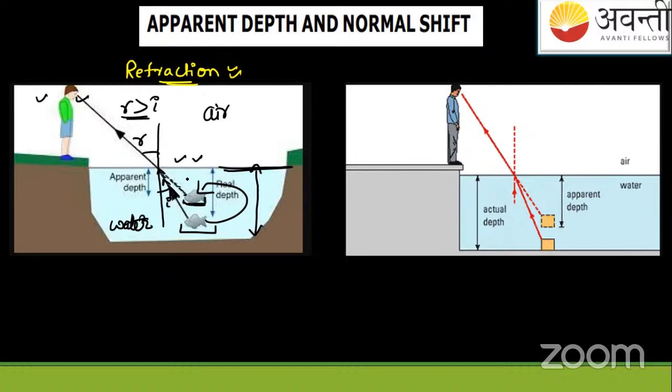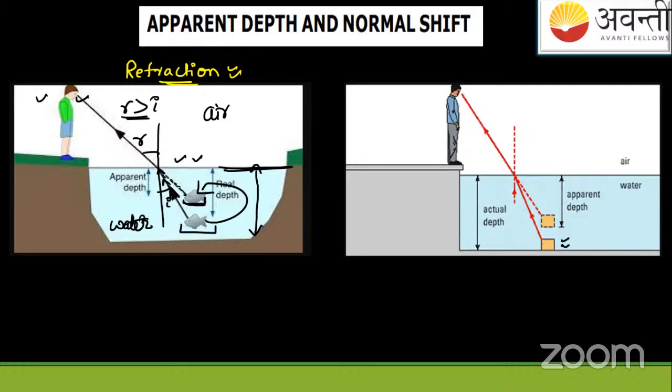Or consider this example: if you take a bucket of water and put a coin at the base of the bucket, and you see from the top, the coin will appear to have risen by some level. The reason is this same apparent depth effect. Normal shift we'll see.